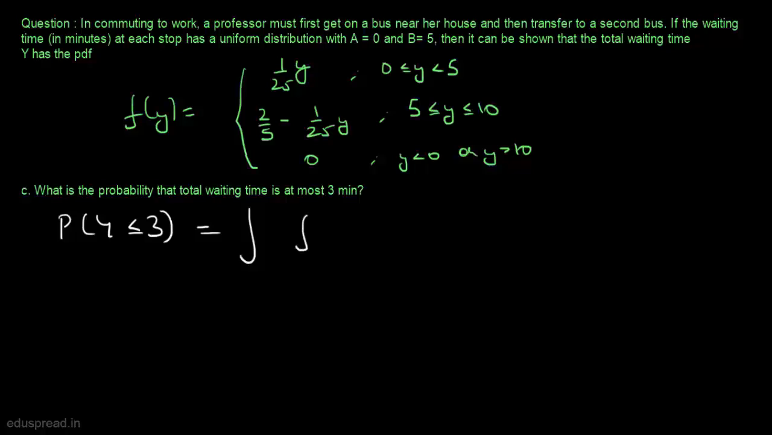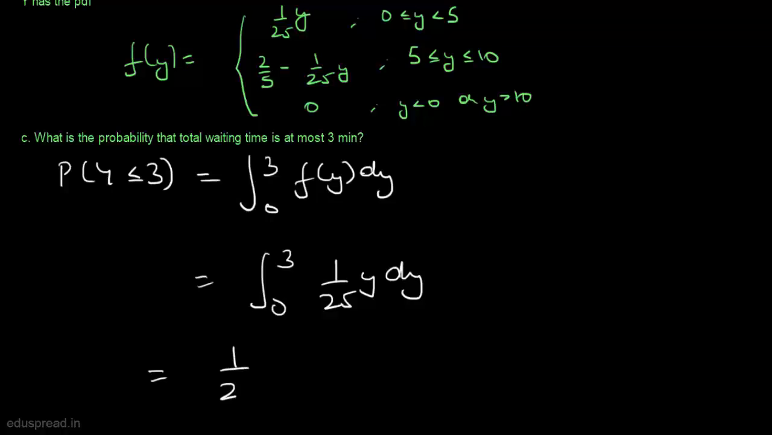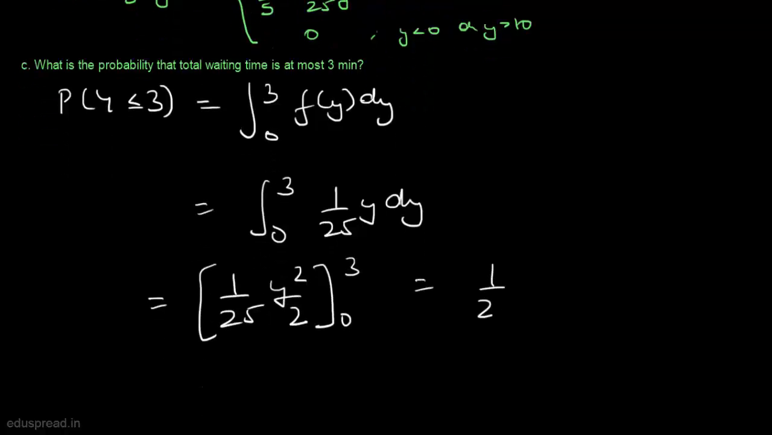This is equal to the integral of f of y dy from 0 to 3. Now for values of y between 0 and 3, we know that f of y is equal to 1 divided by 25y. So this is equal to the integral of 1 divided by 25y dy from 0 to 3, and this is equal to 1 divided by 25 times y squared divided by 2, with limits 0 and 3. This is equal to 1 divided by 25 multiplied by 9 divided by 2. Solving this, we get 9 divided by 50, which is equal to 0.18. So this is all about part C.